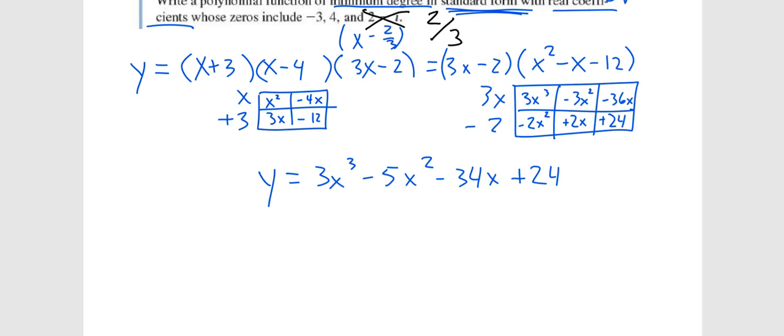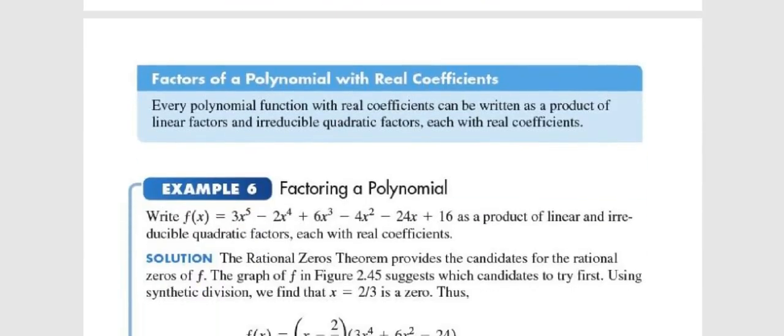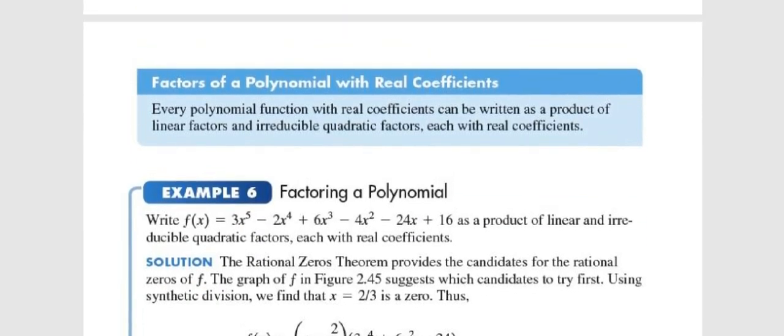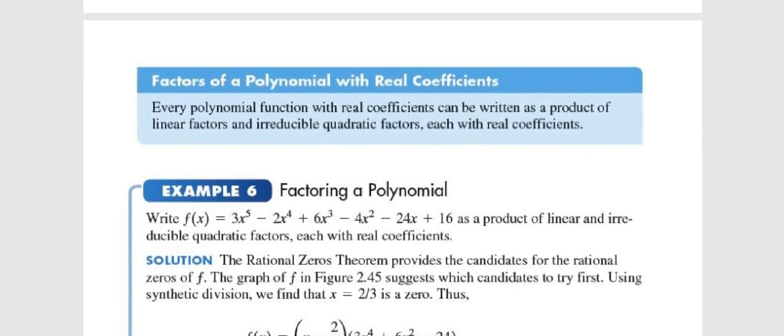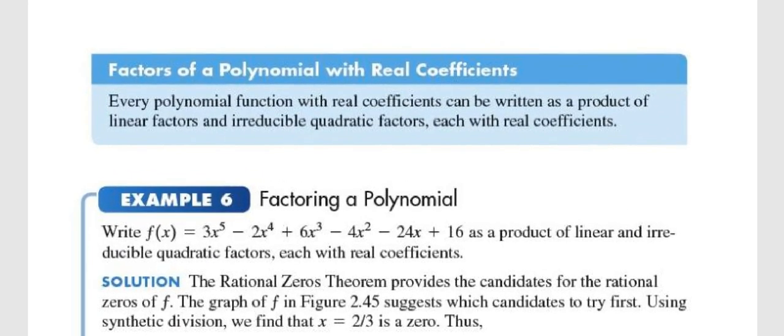Okay, our factoring is going to combine a lot of things that you've done in the past. A lot of your Algebra 2 skills are going to come together. Every polynomial function with real coefficients can be written as a product of linear factors. Well, you know that we just wrote it as a product of 3 linear factors.